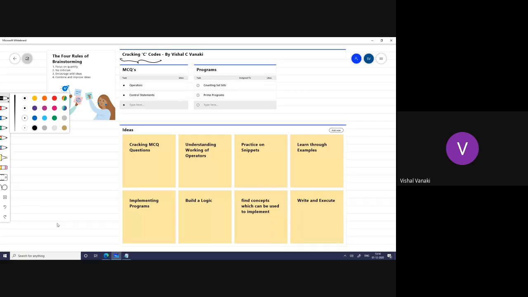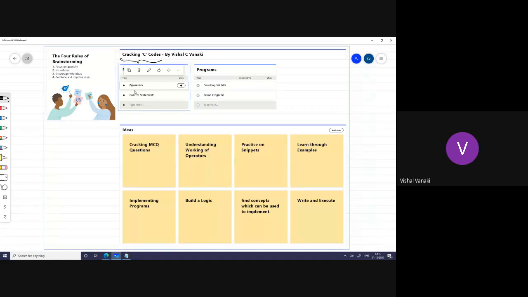Now, when it comes to today's task or agenda, we will be practicing basic programs with a different approach, and some snippets based on operators and control statements. So that is what we will be concentrating on today, right?